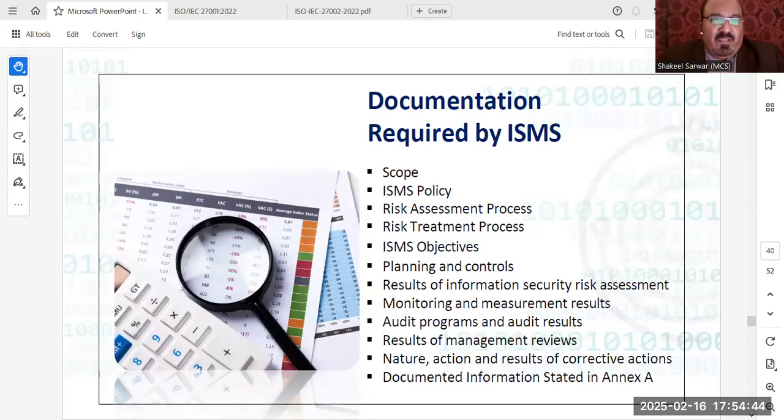ISMS scope, ISMS policy, risk assessment process, risk treatment process, ISMS objectives, operational planning and controls, results of information security assessment, monitoring and measurement results, audit program and audit results, results of management reviews, nonconformity, and results of corrective actions. Documented information stated in Annex A.